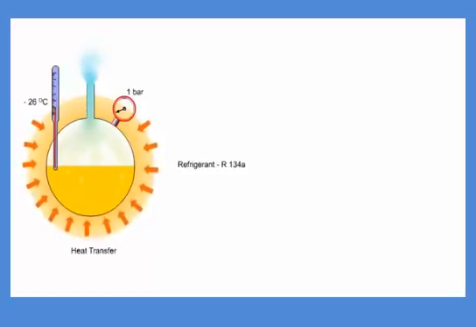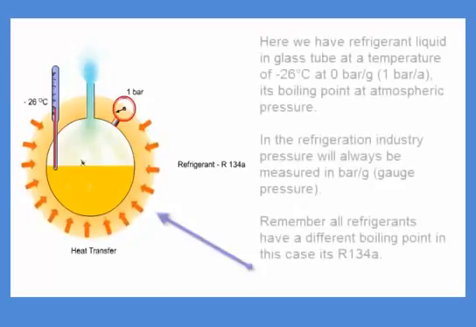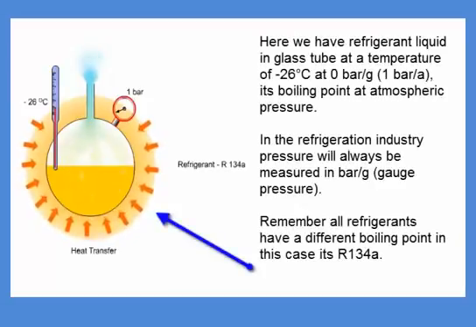On this screen you see a glass flask with a liquid inside. This liquid is what we call a refrigerant. What is special about refrigerants is that they can exist as liquids and they evaporate at relatively low temperatures. You can see here that the liquid refrigerant is evaporating inside the flask. In other words, the refrigerant is boiling.